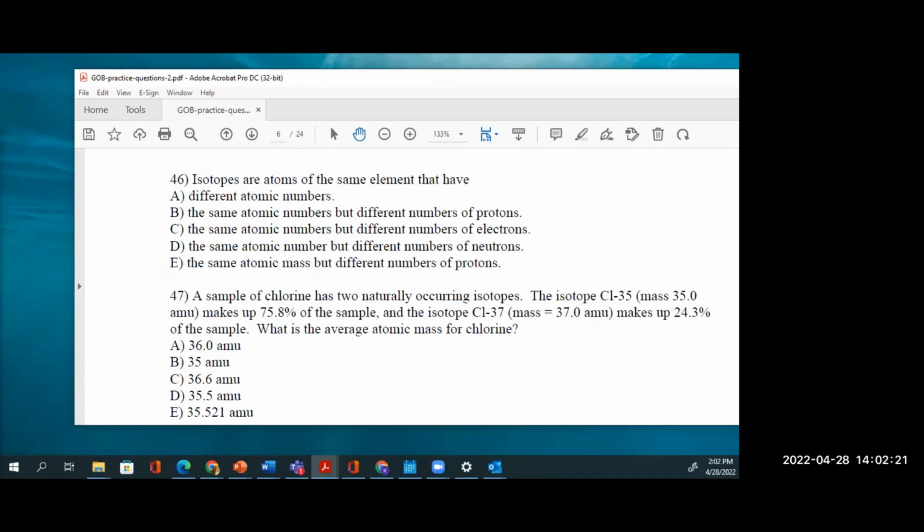Isotopes are atoms of the same element that have: A, a different atomic number; B, the same atomic number but different number of protons; C, the same atomic number but different number of electrons; D, the same atomic number but different number of neutrons; or E, the same atomic mass but different number of protons.